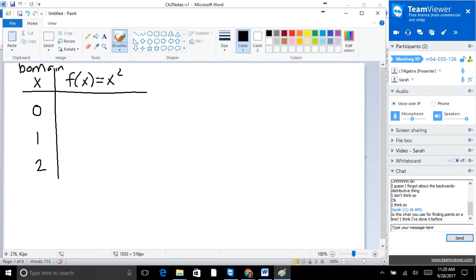Okay, so my output, when I put x equals 0 in, that basically means that I'm saying, what is my function when x equals 0? So when x equals 0, it's 0 squared. So when I put in 0 in my function, my output, my range, is 0.